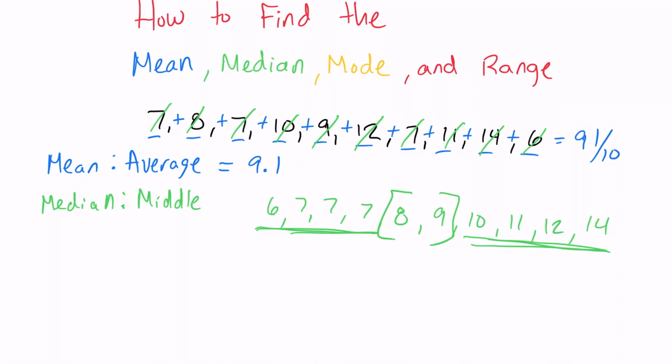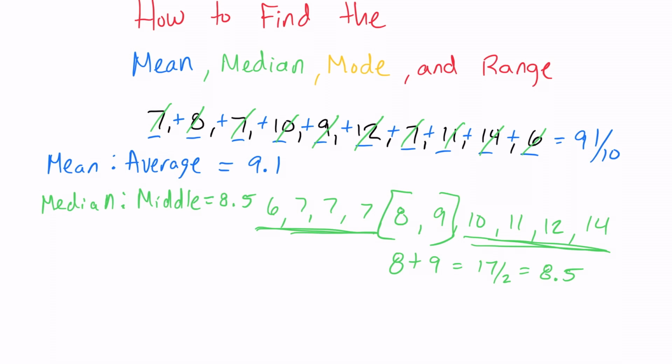Now, the median I have not found yet. I need to add 8 and 9 together, 8 plus 9. That's going to give me 17. And then I need to divide that by how many numbers there were. There was 2. So 17 divided by 2 is going to give me 8.5. Therefore, the median of my data here is 8.5.